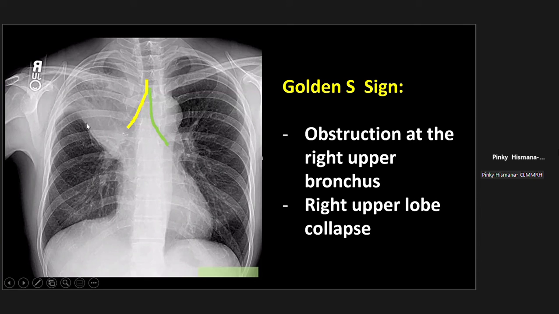A case wherein upper bronchus... it is unstable. Wait, it's gone.